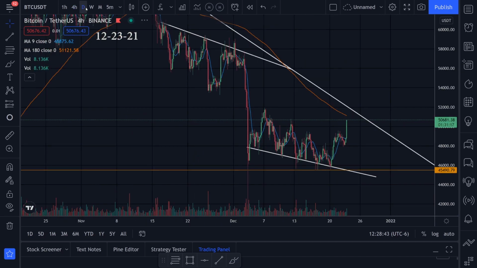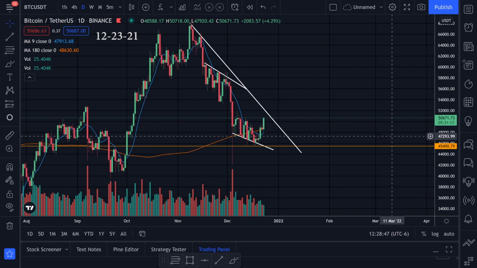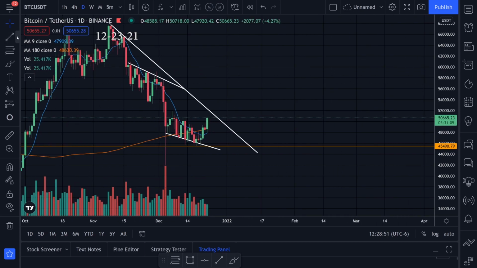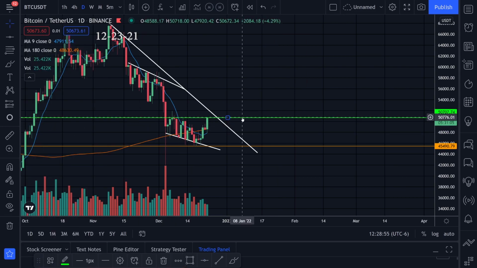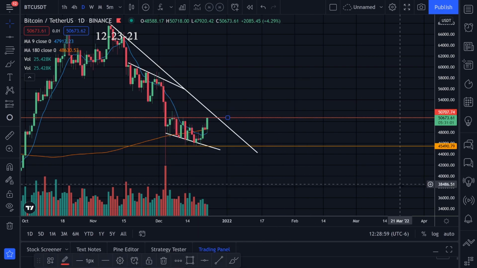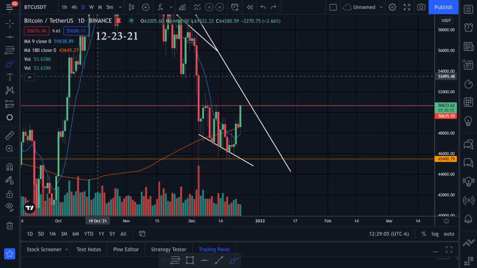In general, let's switch over to the daily time frame because it looks like we're trending up. So let's jump up to a bigger time frame. The thing I'm looking at, let's do a horizontal line at this resistance level right here. Let's do a red line right here, and it looks like we're approaching it, pretty much right there now.